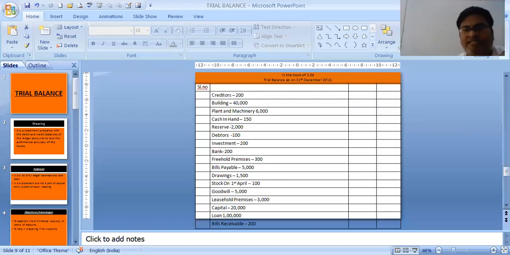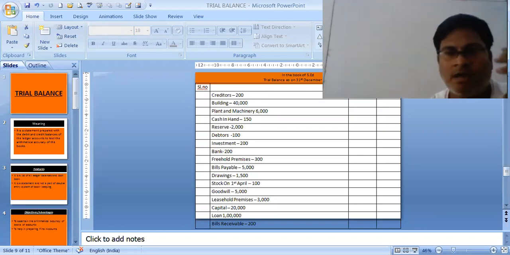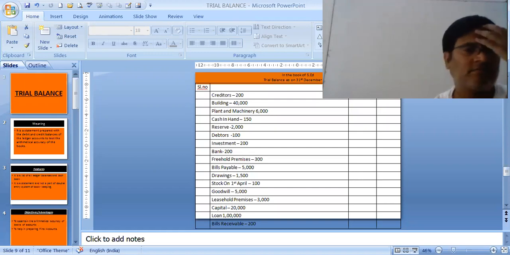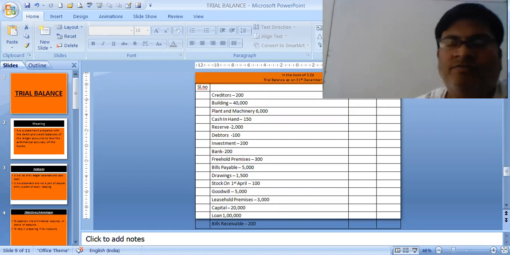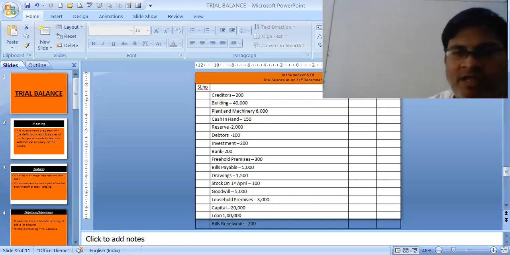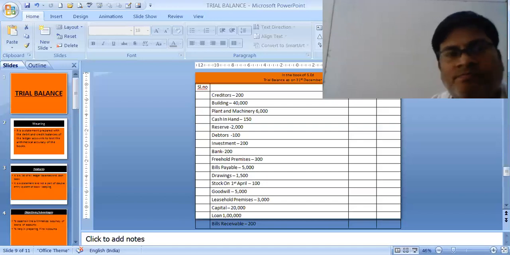Today our topic of discussion will be trial balance. As the name suggests, trial balance. Trial balance is nothing but what? A statement. This is the first class of trial balance. We will be learning different types of trial balance over here also. Trial balance. What is it? What is the trial balance all about? Trial balance is nothing but a statement.